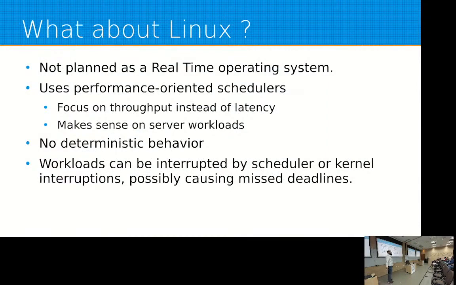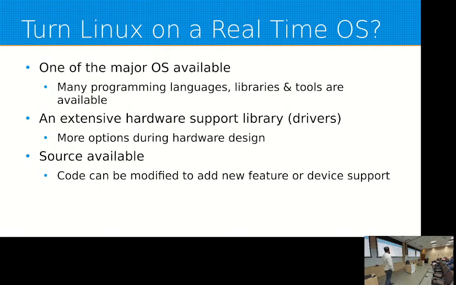Well, what about Linux? Is Linux an RT operating system? No, it's not. It was planned not for real time, but for performance. It focuses on throughput instead of latency. You want to have a lot of things done, and it doesn't matter how long it takes. That makes a lot of sense for server workloads, but it has no deterministic behavior, meaning that a loop or a given system call can take much more time in some situations and be really fast in other situations. And the workloads can and will be interrupted by the kernel or by other tasks that for some reason need to run. This will cause missed deadlines, which are bad. Remember, the whole idea here is that we don't want to miss deadlines, because that's fatal.